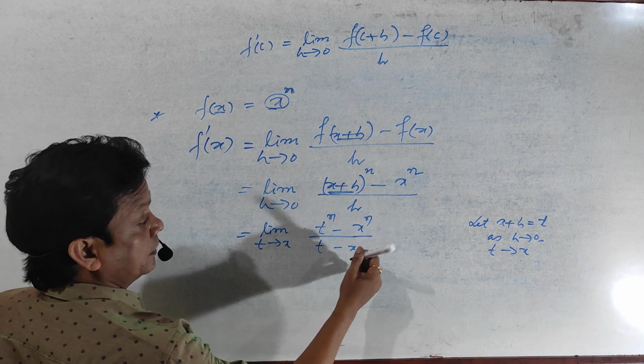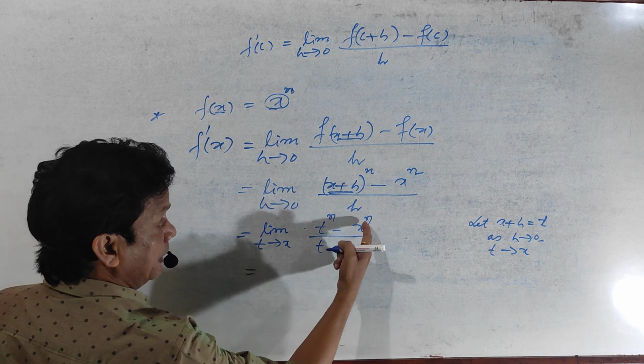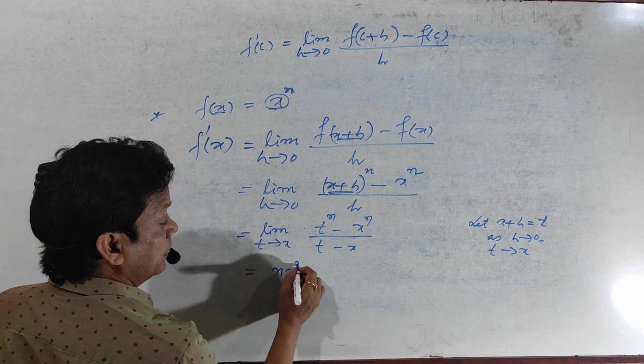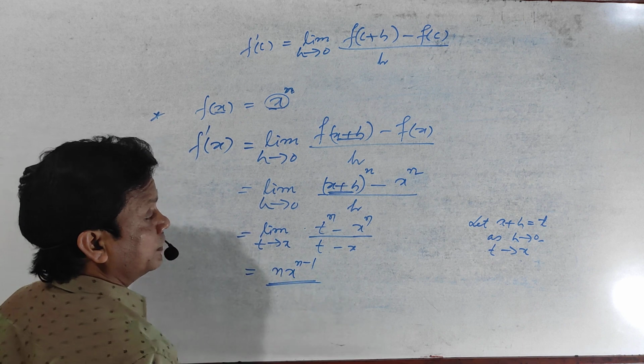The derivative of x to the power n is n into x to the power n minus 1. So this is the formula.